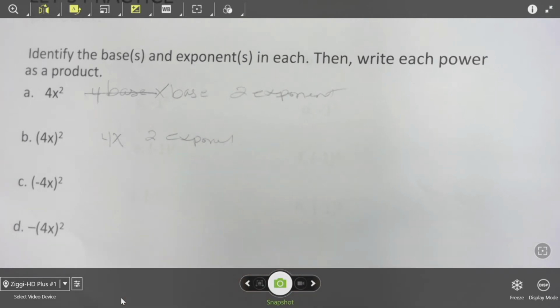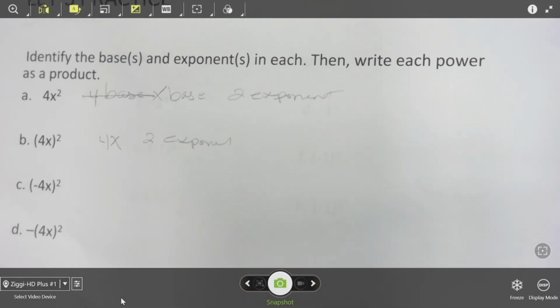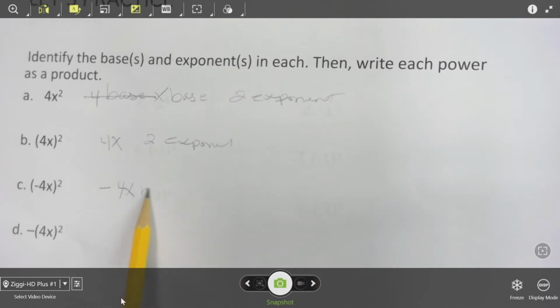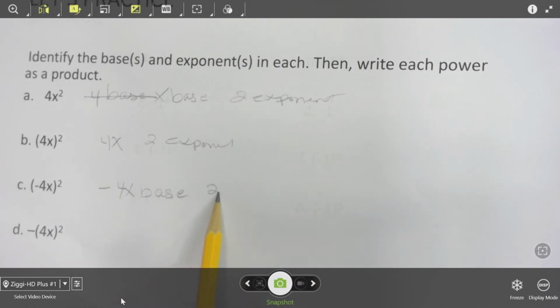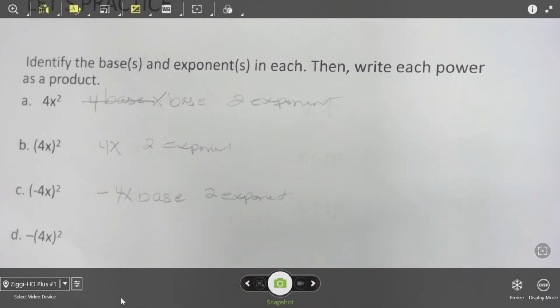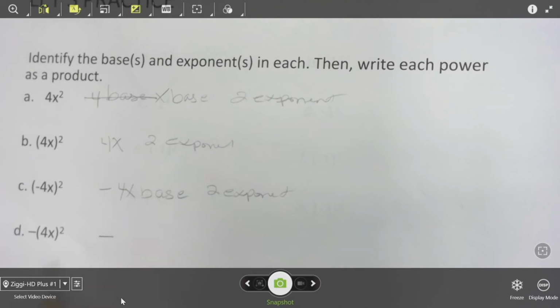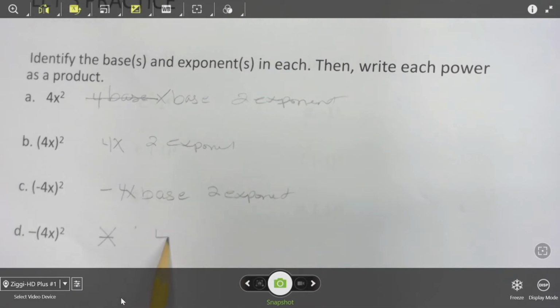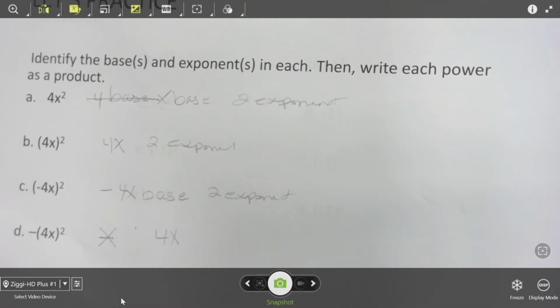Okay? C, this one looks a little different. Would it be negative 4x? You're absolutely right. Negative 4x is the base, and 2 is the exponent. And what about this last one? It looks a little different, doesn't it? Okay, let's see. Negative is not part of the problem. 4x is your base. 2 is the exponent.